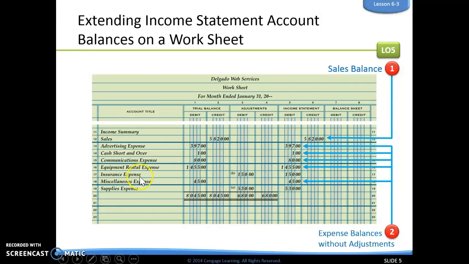Now when we look at this one, our insurance expense, we don't have a balance to start with. So as I'm dragging a zero balance across, I come across a debit of $150. That then just means I'm going to have a balance now of $150. Same thing with my supplies expense. I started with a zero balance. I come across this debit of $530. My new balance now is a debit of $530.